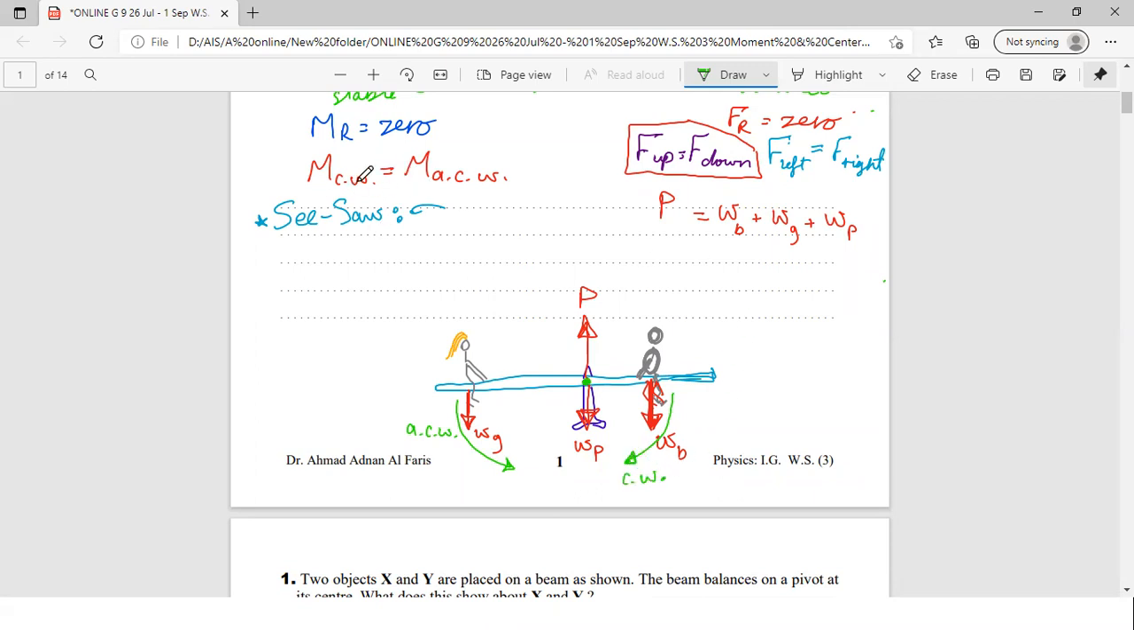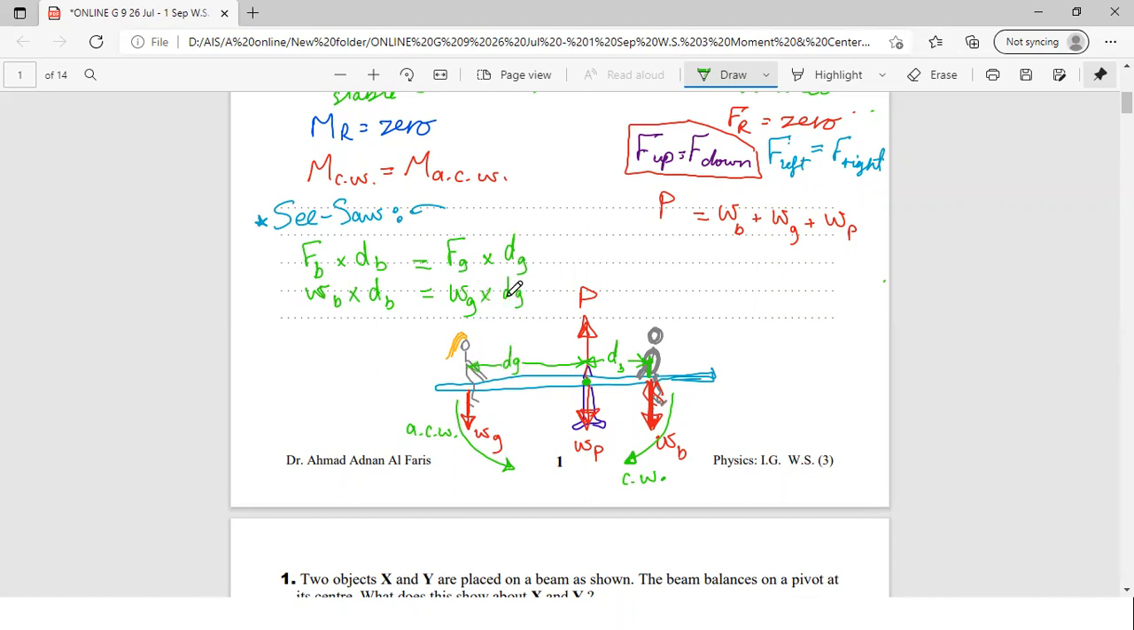So that means I will use this formula to say that the force of the boy, which is the weight of the boy, multiplied by the distance of the boy, which is this distance from here to here, that's the moment clockwise, is equal to the force of the girl, which is her weight, multiplied by the distance of the girl, how far she is from the pivot, that's the distance of the girl.